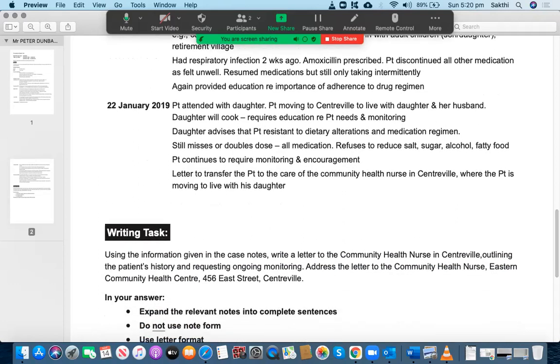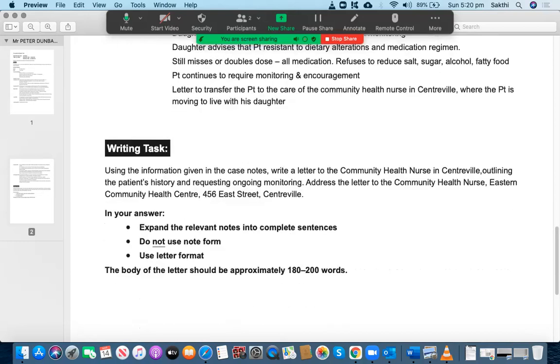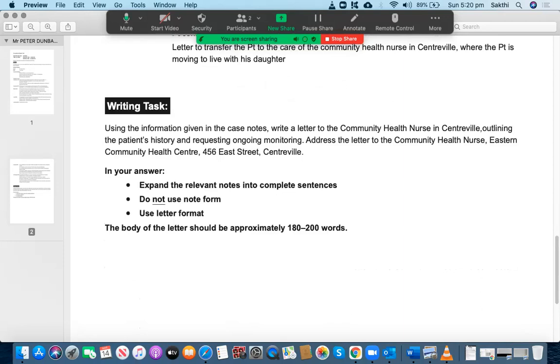Patient attended with the doctor. Patient moving to Centerville. Okay, that's all right. Daughter will cook, requires education. Doctor advises the patient is resistant to dietary alterations and medication regimen. She still misses a double dose of all medications, refuses to reduce blood sugar. Patient continues to require monitoring and management. That's okay, right? Yeah, I think that's all right. So apart from the particular note, that is memory loss, you have included all the relevant case notes. I'm happy with that.